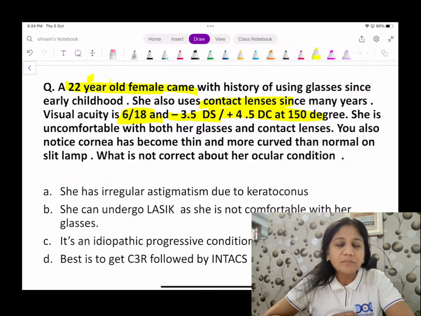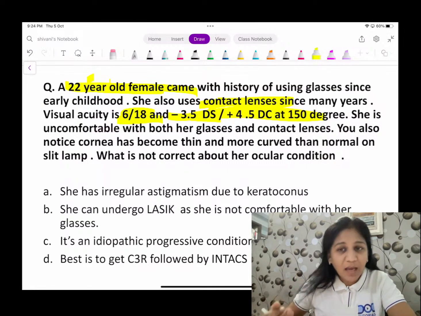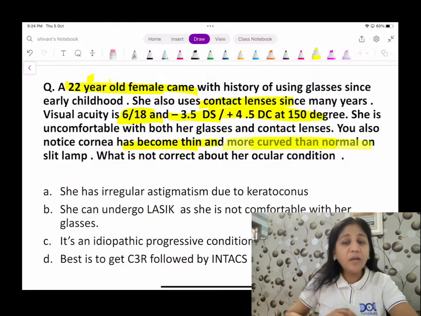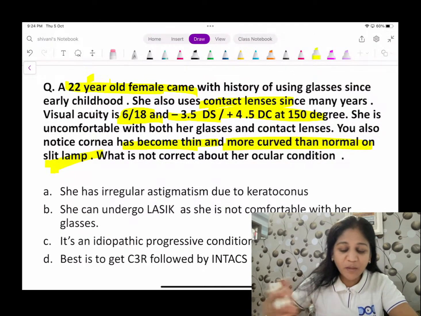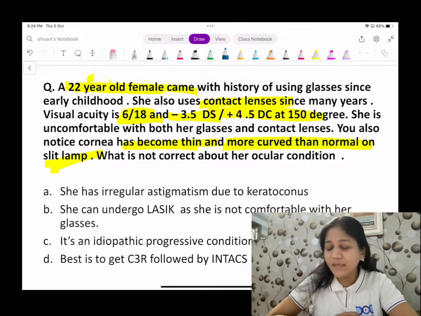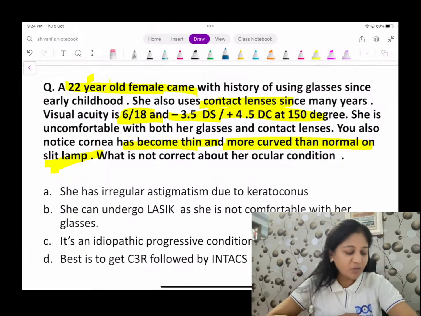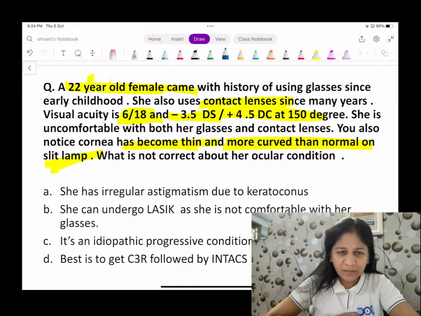As I am not comfortable reading her refractive error, she is also not comfortable with her glasses and contact lenses. She is not comfortable with anything. Now when she came to me, I noticed that the cornea is thin and also more curved than normal. So guys, what is the diagnosis? First of all, what is the differential diagnosis? What is this condition? A classical presentation of a patient of what? Uncomfortable with glasses, not even comfortable with contact lenses.